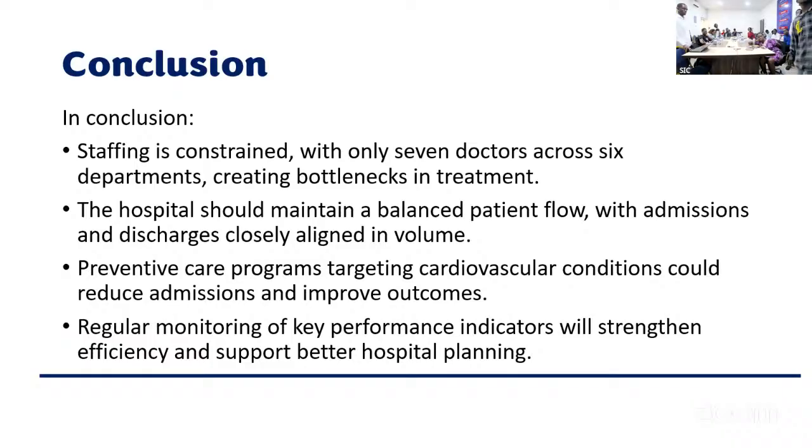Well, in conclusion, staffing is constrained across departments, creating bottlenecks. This means that the hospital doesn't have enough doctors, so it will take longer for patients to receive treatment. Also, it shows the hospital should maintain a balanced patient admission and discharge ratio. If we look at the number of patients coming in and the number of patients going out, we are bringing this problem to light to avoid overcrowding of the hospital.